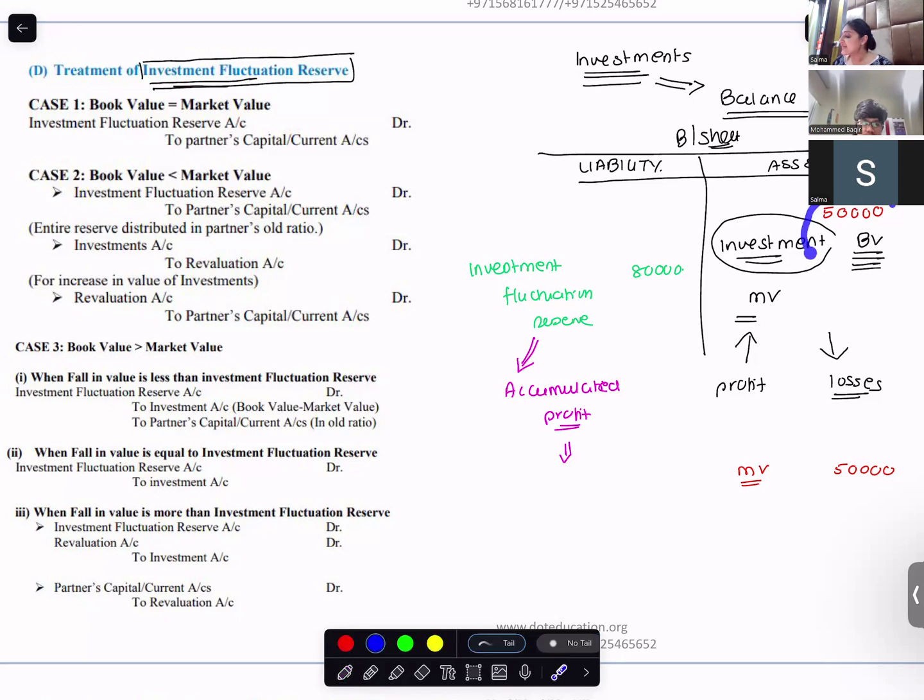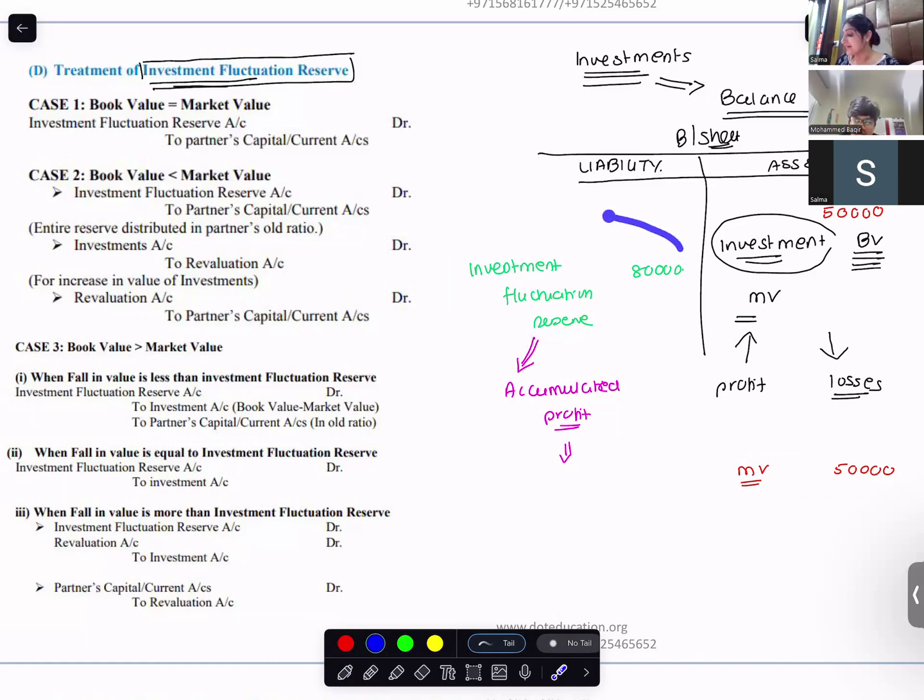Book value is 50,000 for your investments. Market value is 50,000 for your investment. Book value is equal to the market value. Tell me, is there any loss because of investments to you? No, there's no loss. So this entire investment fluctuation reserve will go to whom now? It will go to the partners.